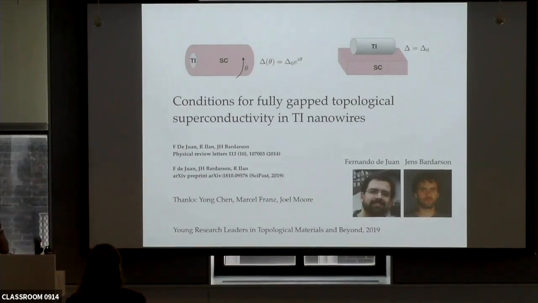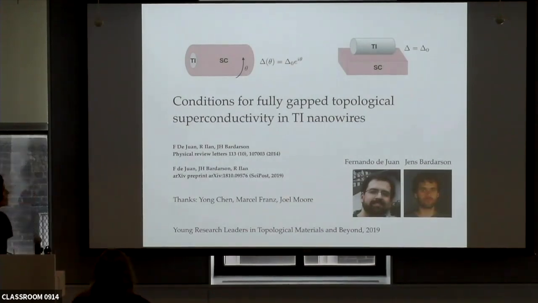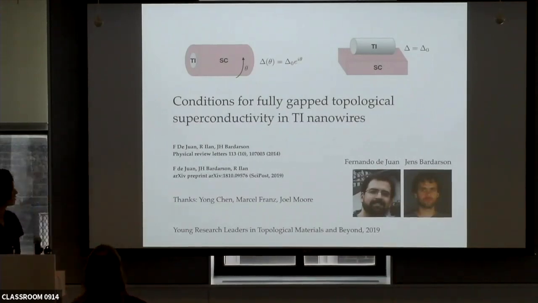So the physics that I will talk about appears in two publications. One is already quite old, from 2014. In this paper, we looked at what would be transport signatures in order to detect topological superconductivity in 3D TI nanowires. And then a more recent one that appeared a few months ago and was published in SciPost discusses what the conditions are to get a fully gapped state in these wires, and apparently it's not so trivial.